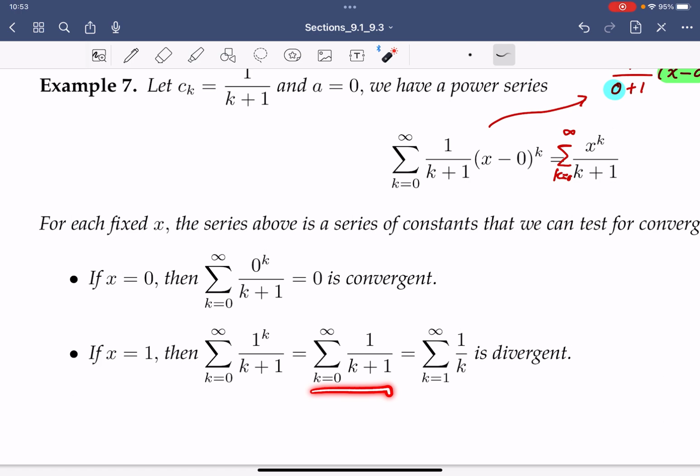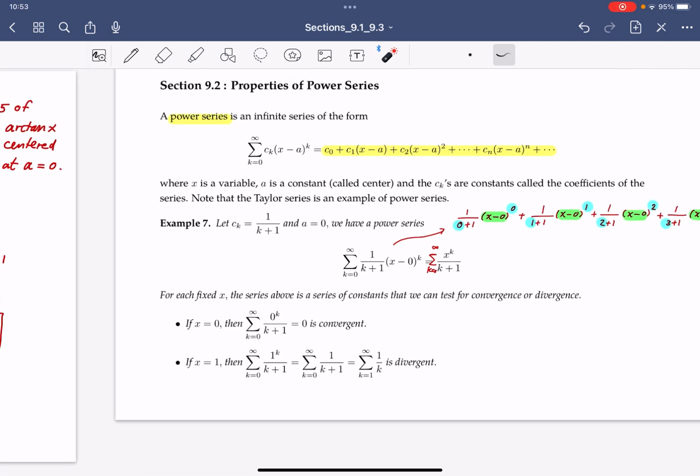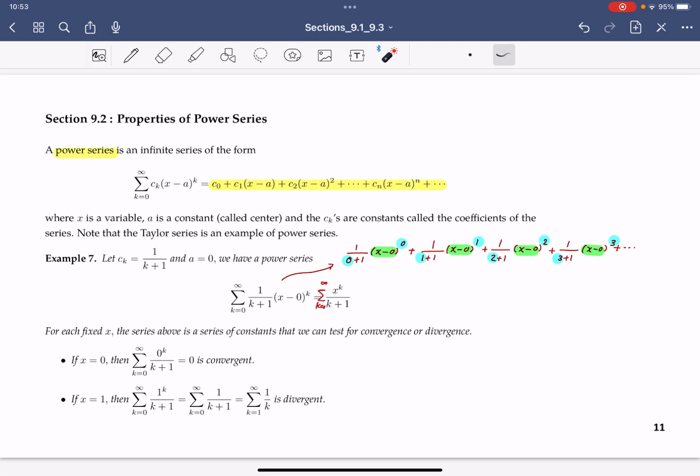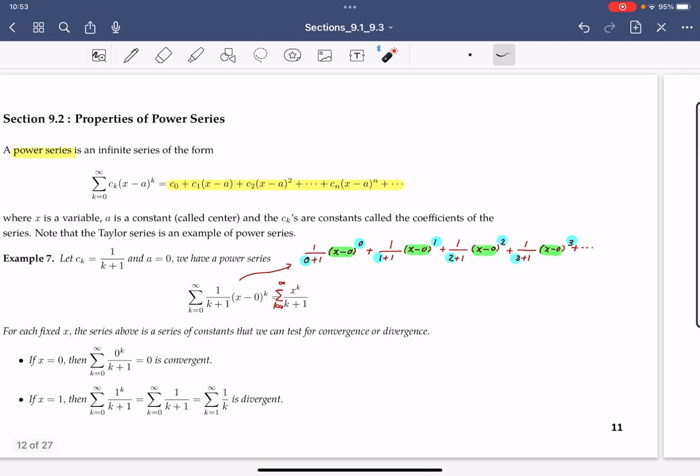K starts from 0 to infinity, you shift the index one time, so you get 1 over k, and this is divergent by the p-series. So it is actually interesting to see what x value is going to give you a convergent series, and what x value is going to give you a divergent series. We're going to have so many examples for you to walk through for this section. By the time you see more and more examples, you're going to get more familiar with the power series.